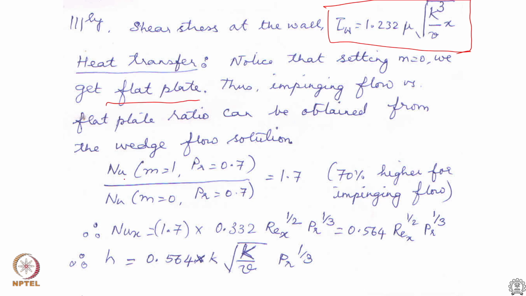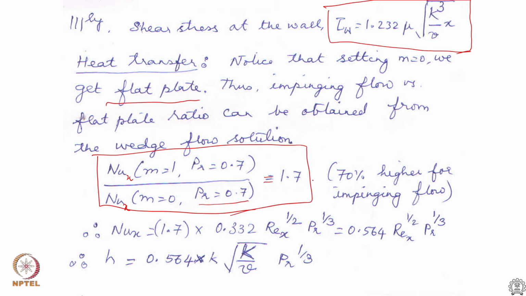If you look at the Nusselt number, the local Nusselt number when m is equal to 1 at Prandtl of 0.7, divided by the local Nusselt number at m equal to 0 and Prandtl number of 0.7, we find that the solution automatically gives you 1.7. This is the direct result of the wedge solution that was obtained, just plugging in values for m equal to 1 and 0, with the wedge angle at 180 degrees and 0 degrees.